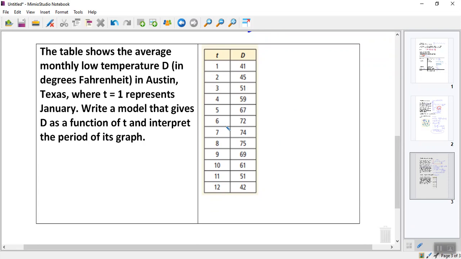It says the table shows the average monthly low temperature D in degrees Fahrenheit in Austin, Texas. Now again, keep in mind we're talking lows, not highs. Okay, gets pretty hot in Texas in the summertime. Where T equals 1 represents what month? T equals 1 represents January.